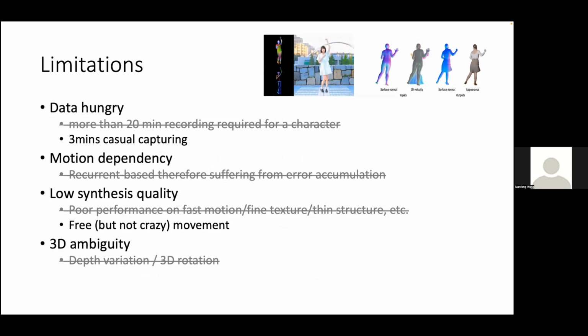So now let's review the limitations listed above. Here we reduced the data usage, and it's not motion dependent. It's not dependent on very long motion sequences. And for the synthesis quality, it's good now. And we can also address the 3D ambiguity using the normal and the velocity information.